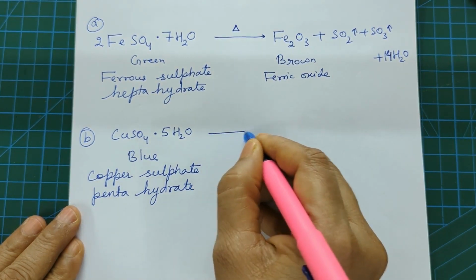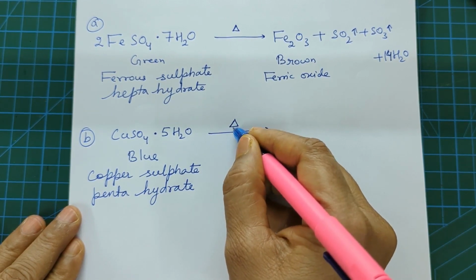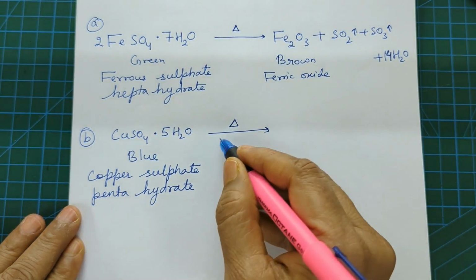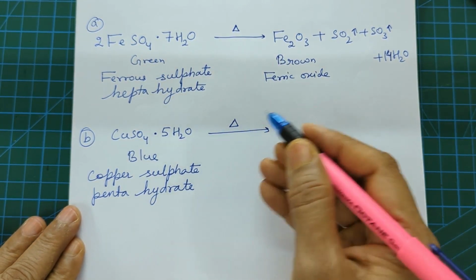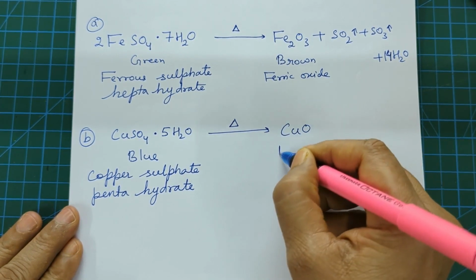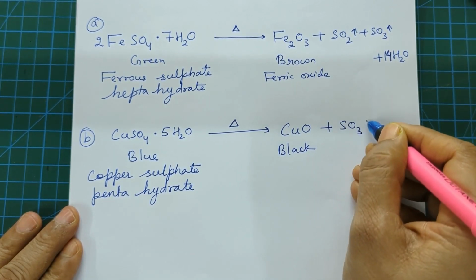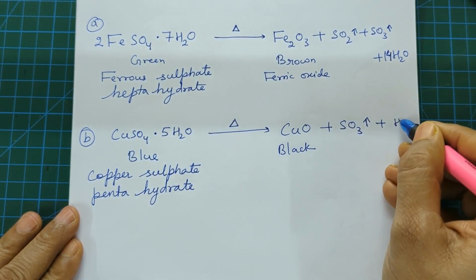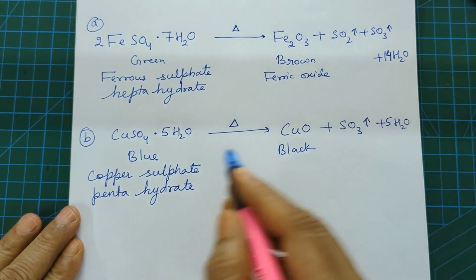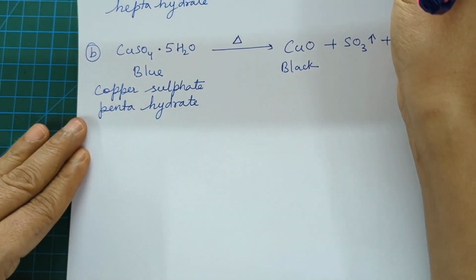So copper sulfate pentahydrate is a single compound. This on heating, again I say don't use the triangle symbol, because the triangle symbol has one meaning in one subject. So just neatly write "on heating," breaks down into simpler substances like copper oxide. Copper oxide is black in color. Along with this, sulfur trioxide in gaseous form is released and water molecules are released. So here if I put 5H2O, this is a well balanced equation. So this is the next example of a decomposition reaction.